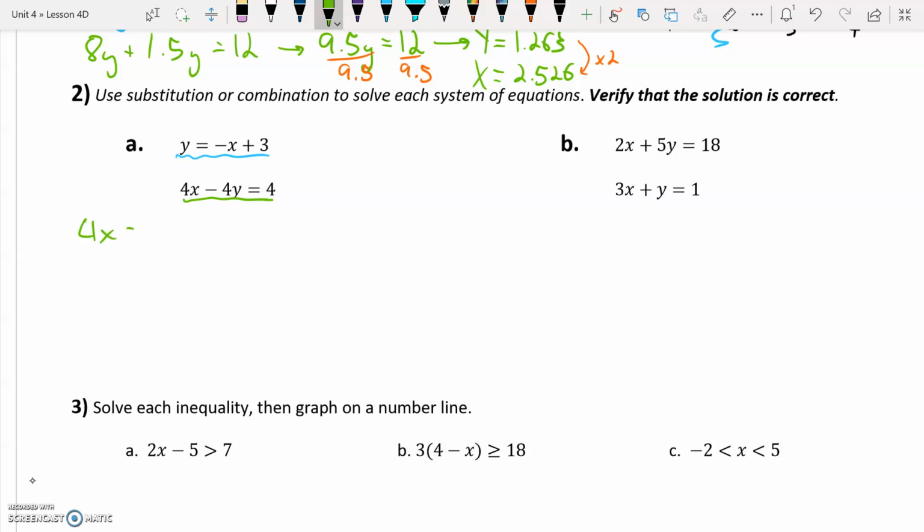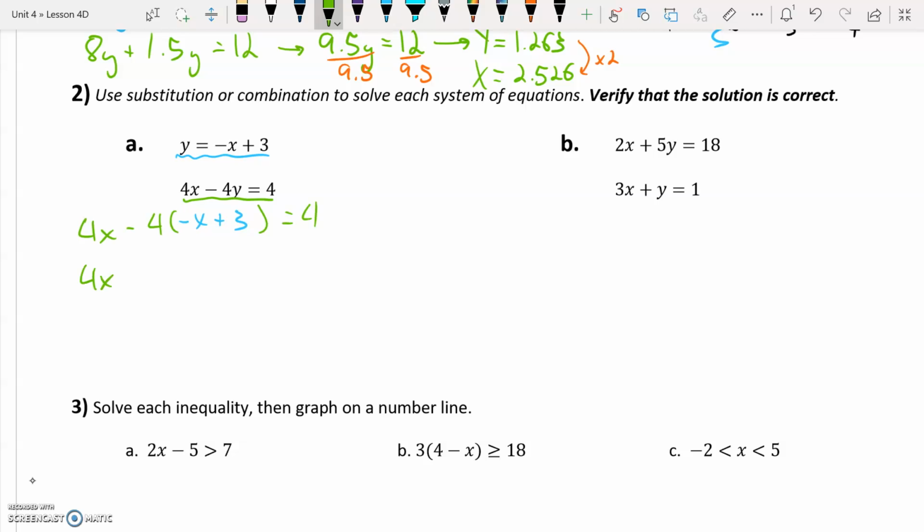So on this one, we've got 4x minus 4 times, instead of 4 times y, we're going to replace that with what y is equal to from the equation above: negative 1x plus 3. Everything else in the equation stays the same. So that's what the substitution step looks like. The next part, remember, is to simplify.